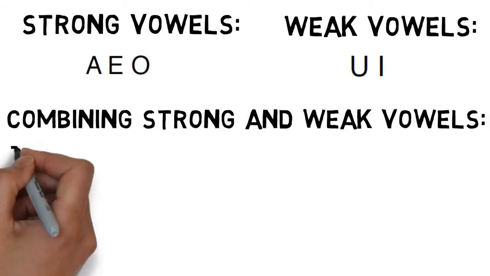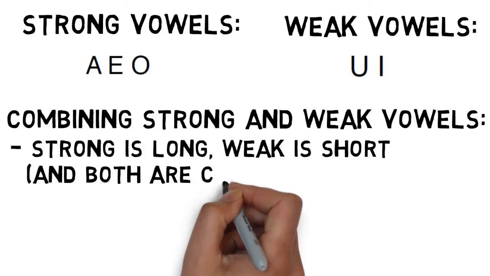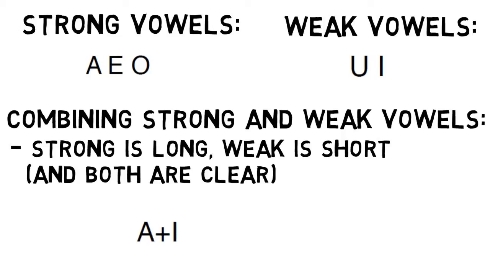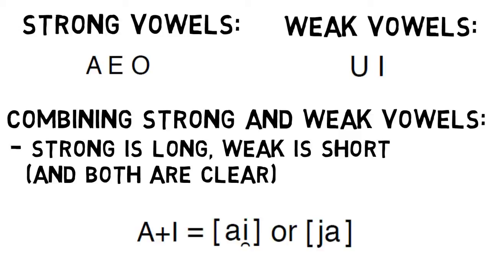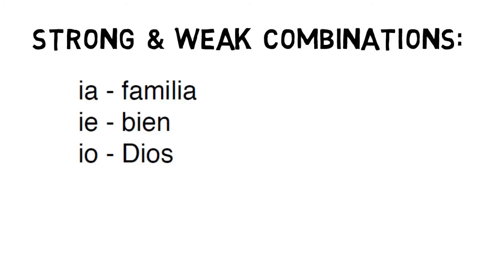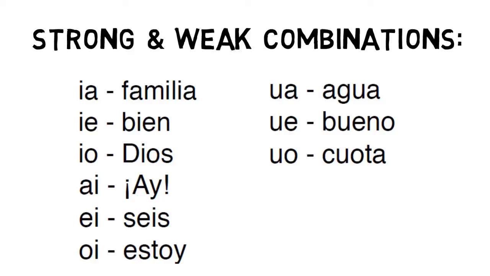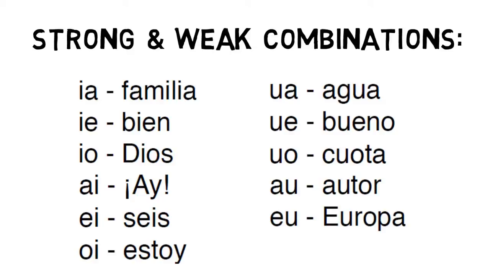When you combine a strong and a weak vowel, the strong vowel takes over the syllable. It's longer, and the weak one becomes short, fast, and almost like a consonant. So if I want to combine A, a strong vowel, and I, a weak vowel, I get either "ai" or "ya." In both cases, the A is the longest part, and the I is really fast. The strong and weak combinations are ya, familia, ye, bien, yo, Dios, ai, seis, oi, hoy, estoy, wa, agua, we, bueno, wo, cuota, au, autor, eu, Europa.